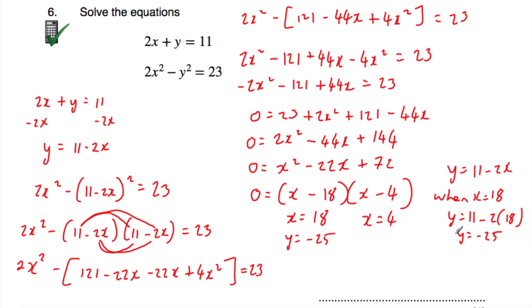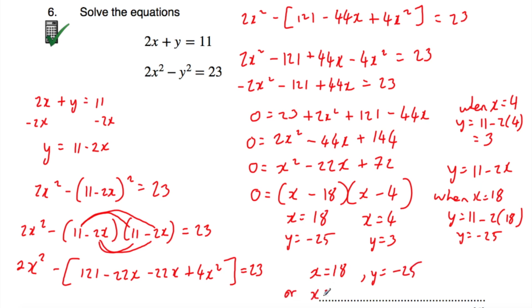And when x equals 4, we're going to have y equals 11 subtract 2 times 4. 2 times 4 is 8, so 11 take away 8 is 3, so y is equal to 3. So when x is equal to 4, y is equal to 3. So there are two solutions: x equals 18 and y equals minus 25, or x equals 4 and y equals 3.